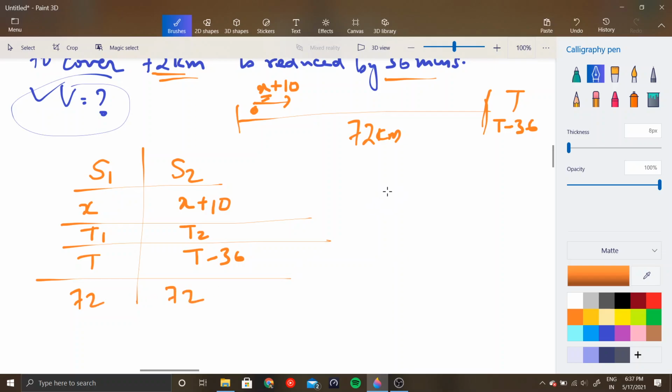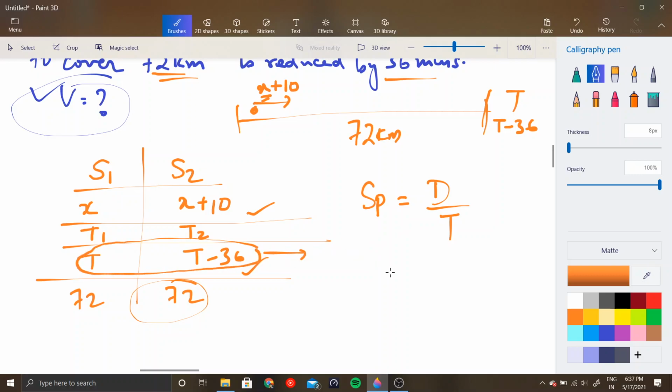So we all know that, actually you should know that speed is nothing but distance by time. So here what is remaining constant? Time is changing, the speed is changing, but the distance is constant. So we will use this. So the difference in time is 36 minutes, right? So what is basically time? Here time is basically distance by speed, correct?